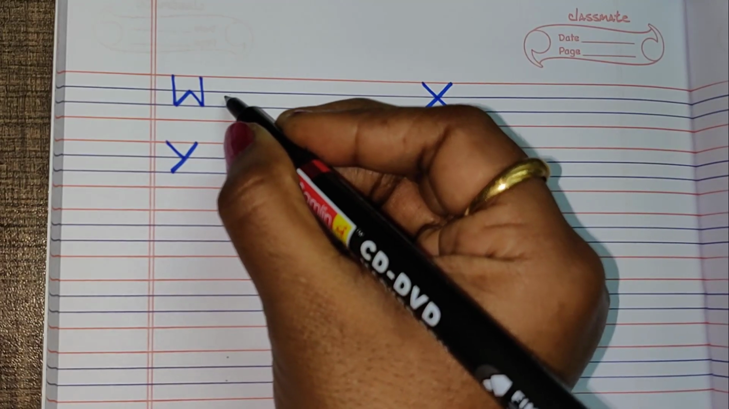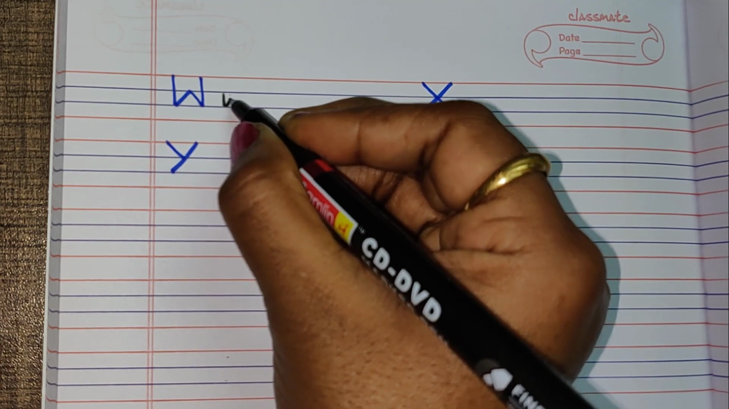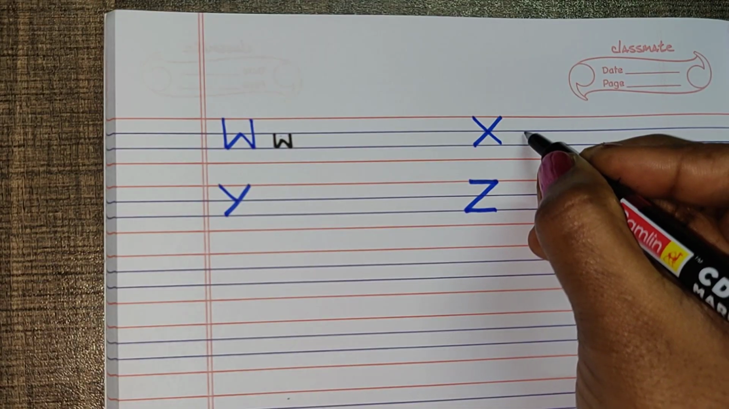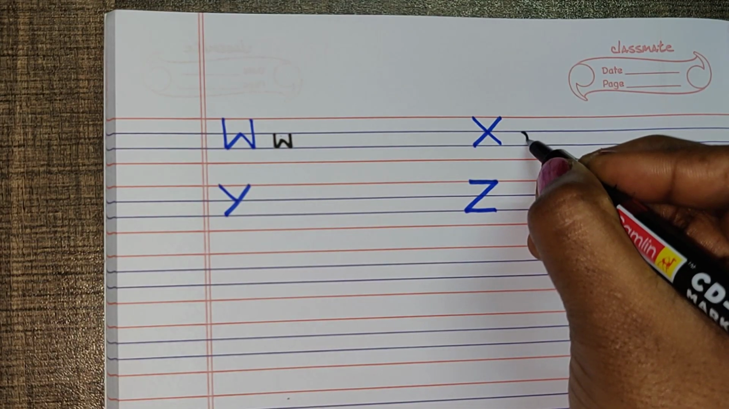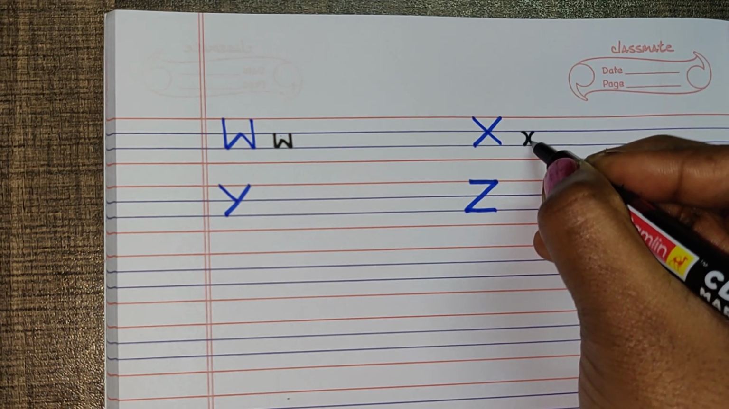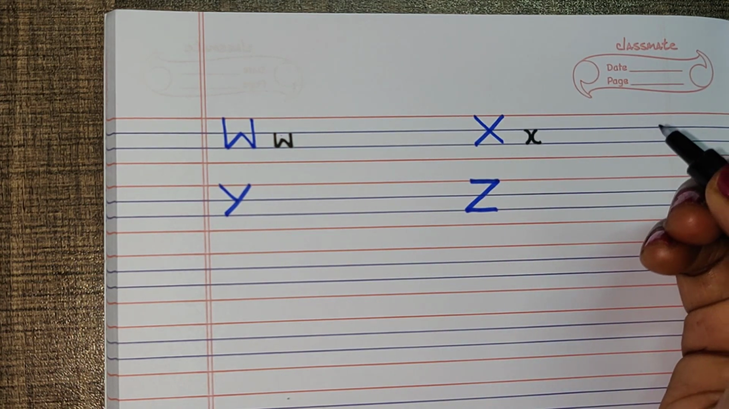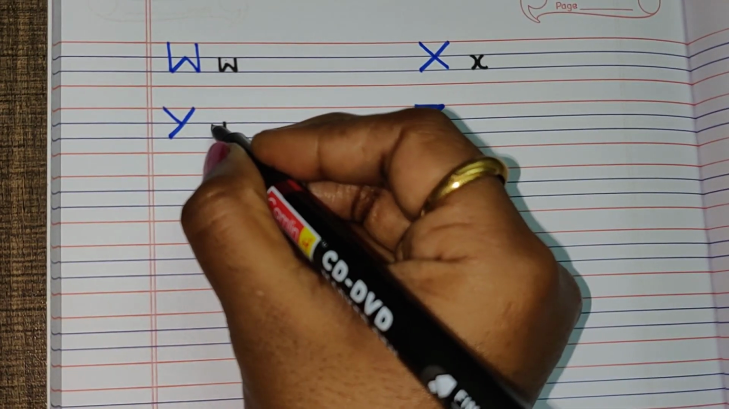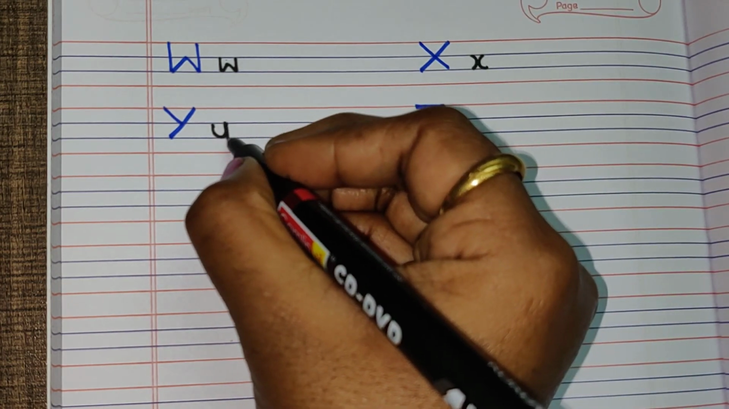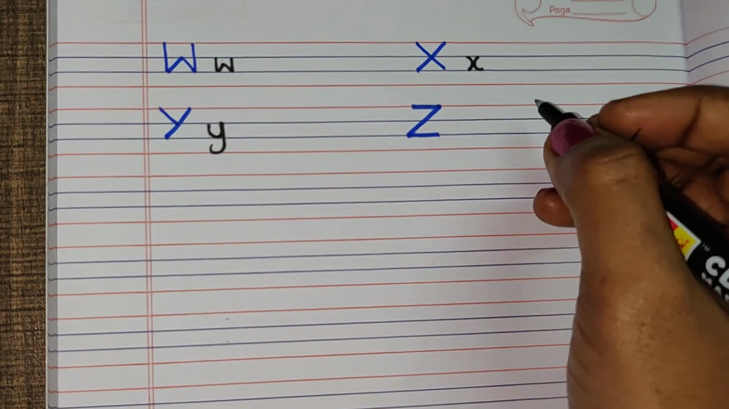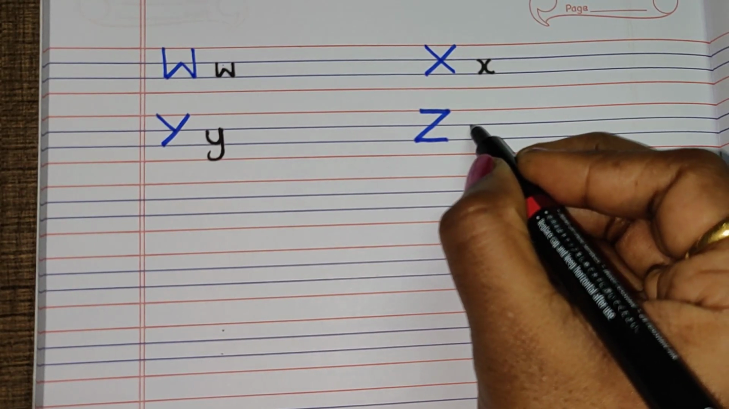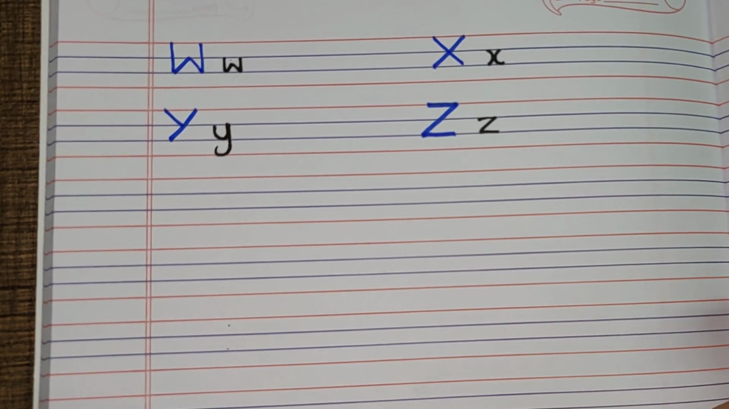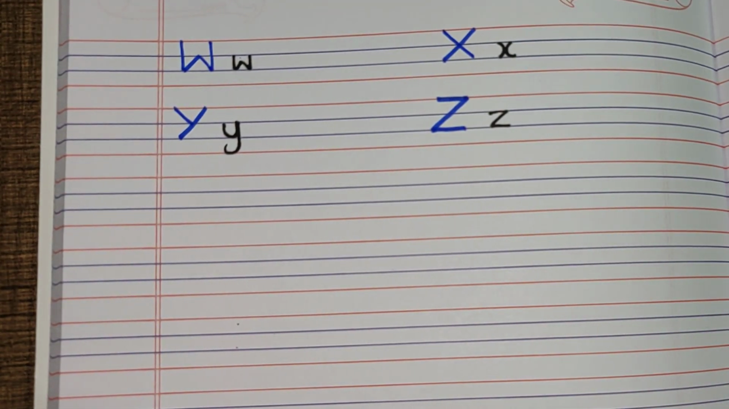So W, same as capital letter, we are putting W in between the second and third line. That's it. So moving on to X, a small opposite C curve and one more C, which makes X. So next is Y. Just I am putting a small U followed by a small J, very easy. So that is Y. And finally Z, same as capital letter Z, we are putting small letter Z in between the second and third line. That's it.